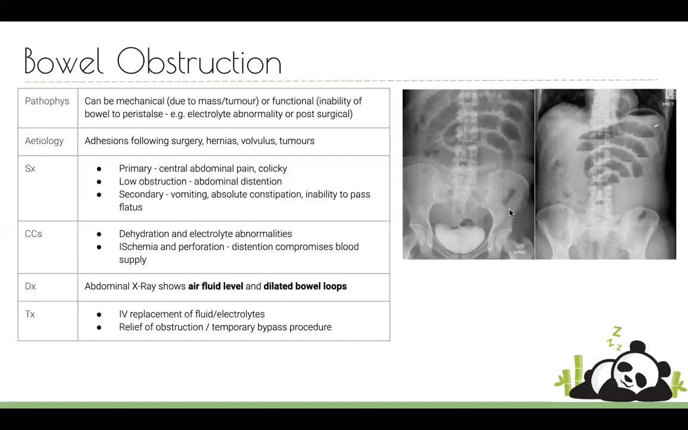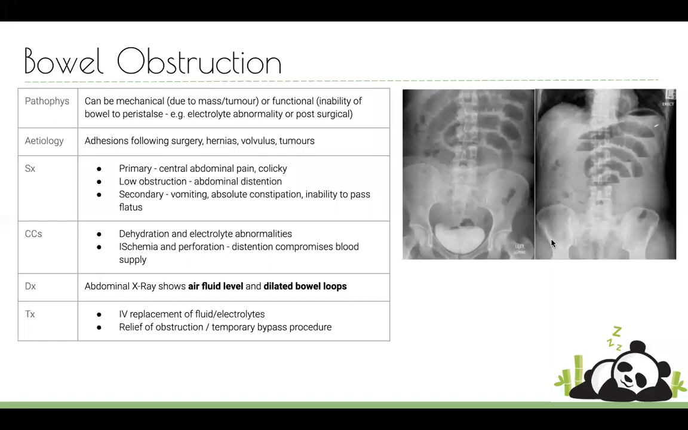The complications are dehydration and electrolyte abnormalities, because as you can imagine, not only are they vomiting, but food and water can't reach all the areas of your intestines properly. And then when it gets dilated enough, it can actually perforate, and then you get peritonitis, and you get shock, and it's bad.